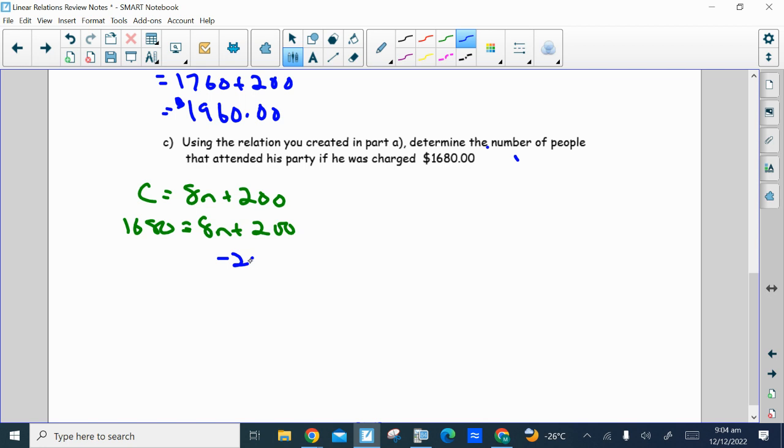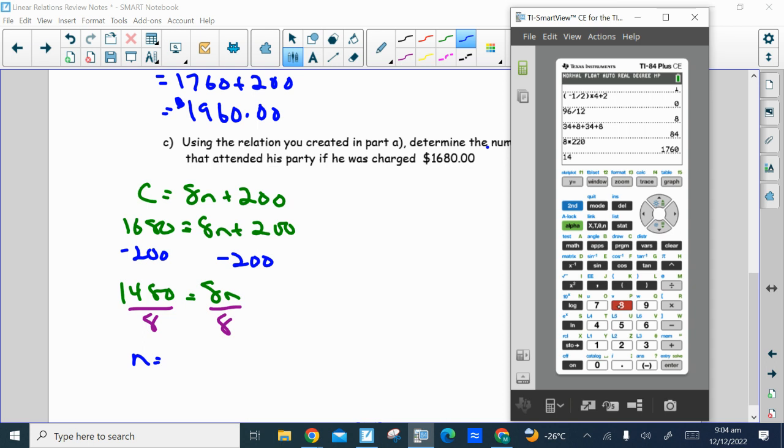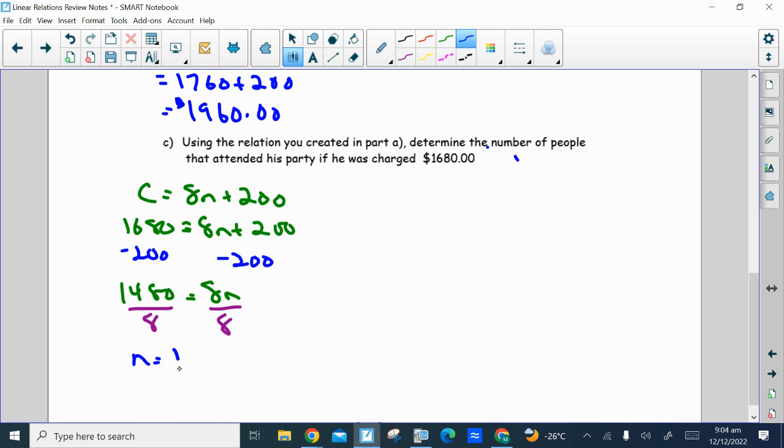Our first step would be subtracting 200 from both sides. So on the left, 1680 take away 200 is 1480. On the right, the 200s cancel, so you're left with 8N. Then we will divide both sides by 8 to get N by itself. So 1480 divided by 8. 185 people attended the party if the cost was $1,680.